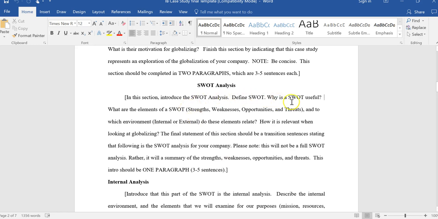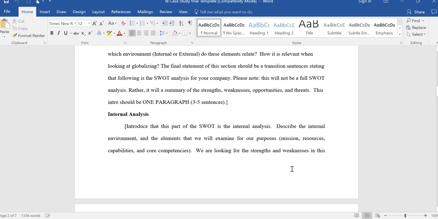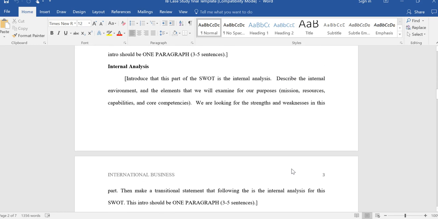But you are going to introduce it here. What is the purpose of a SWOT? What are those elements, right? So the elements are the strengths, weaknesses, opportunities, and threats that look at the internal and external environment. So that's what you're going to say. A SWOT is blah, blah, blah. It includes blah, blah, blah. And, you know, it's an analysis of the internal and external environment. Following is the SWOT analysis for ABC Corporation. Keep it short and simple. This should be 1 paragraph, 3 to 5 sentences. Okay? Then you actually go into the internal analysis.